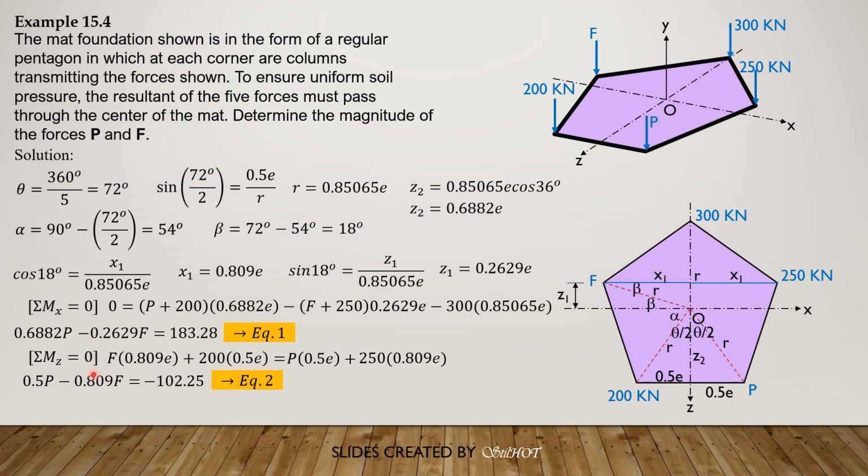Now, solving these two equations simultaneously by substitution or by elimination, that's already algebra, we get P is 411.8 kilonewtons and F is 380.9 kilonewtons.